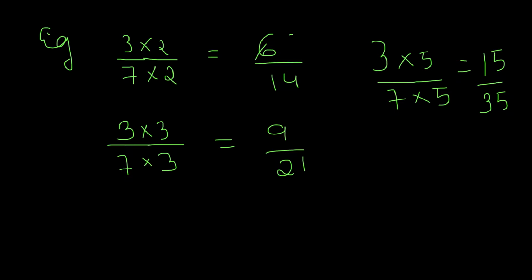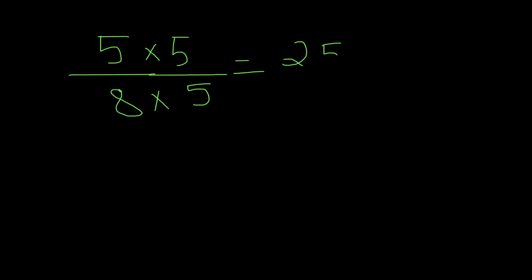3 twos are 6, 7 twos are 14. Again you will get 3 upon 7. So children, what does this mean? If you want to write an equivalent fraction, you simply multiply the numerator and denominator with the same number.